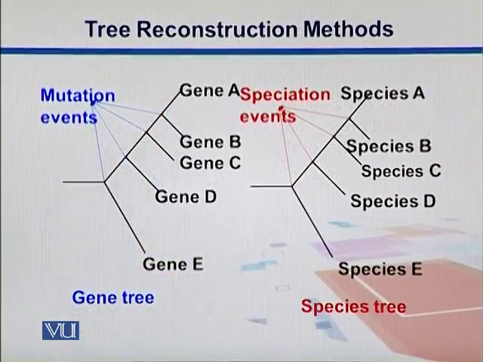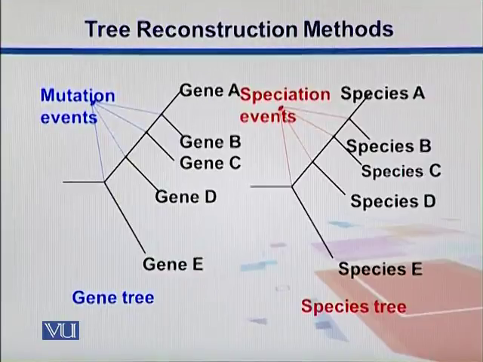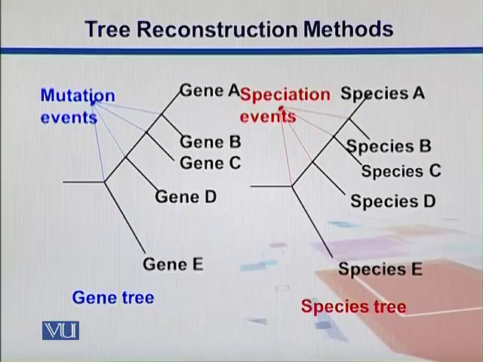So here are two ways we can have these phylogenetic trees. For example, we can have a tree where we put some genes, gene A, B, C, D, and E. In this way, it becomes a gene tree. So we can trace the mutation events, that is, the changes which take place over the course of evolution between different genes, using this gene tree.